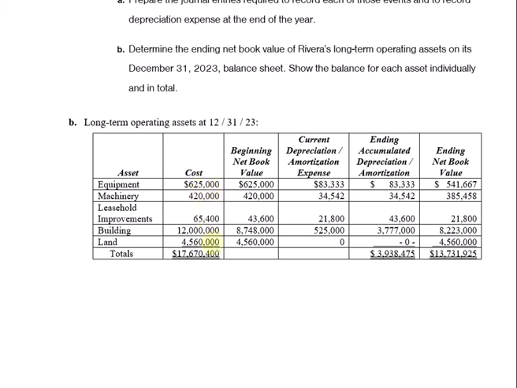So we've got the various costs. We know what the beginning book value was. We know what the current depreciation is because we recorded all of that, and therefore we can also determine the ending accumulated depreciation. But keep in mind, in some instances, we reduced accumulated depreciation because we either lost the asset or we sold the asset.